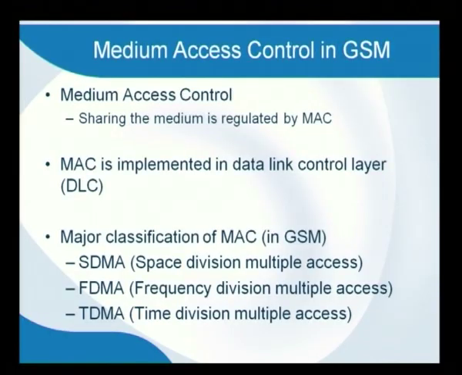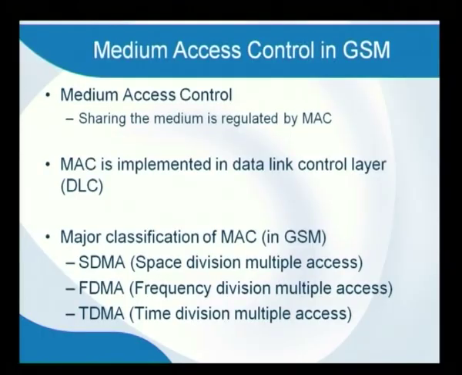MAC is implemented in the second layer, that is, in the data link layer. Already the data link layer is responsible for flow control and error control. Now the MAC is a part of the data link layer. The major classification of the MAC protocols in GSM are space division multiple access, frequency division multiple access and time division multiple access. We have the fourth multiple access, referred to as CDMA, that is code division multiple access. As GSM is not directly involved in code division multiple access, we are skipping that.